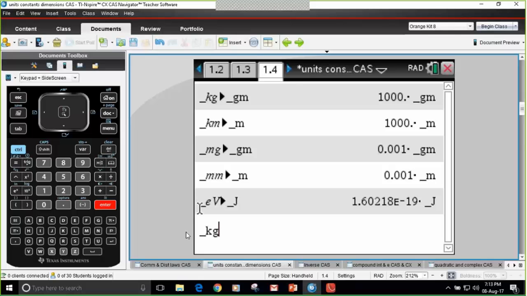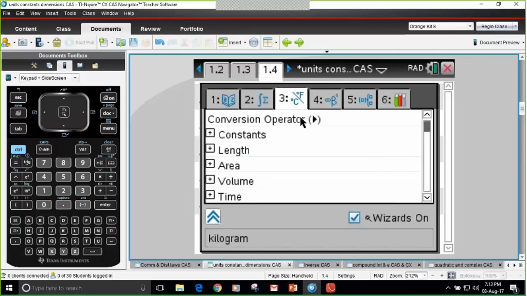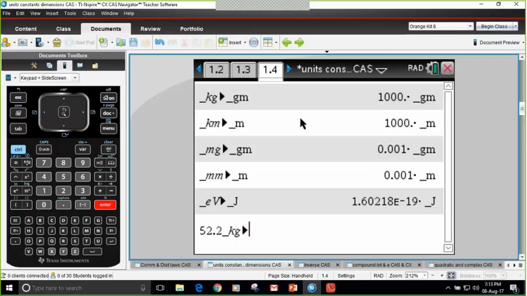so it's probably better to press there, 52.2 kilogram into the operator, press enter there.